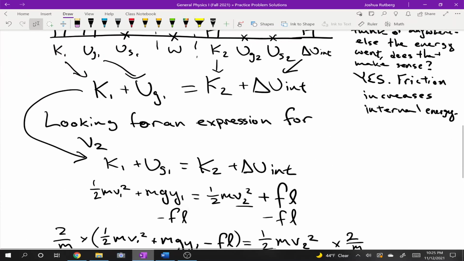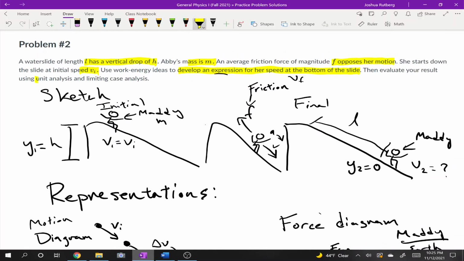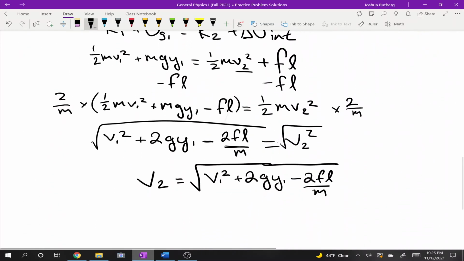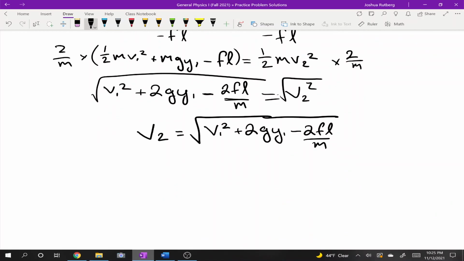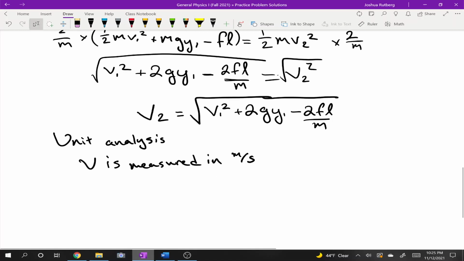I was actually given two ways in the problem to evaluate this. I was told to evaluate it using unit analysis and limiting case analysis. Let's talk about both of those. So I have an expression for velocity. For my unit analysis, velocity is measured in meters per second. So when I look at the units of this entire thing, I should get meters per second. Let's take a look at that.